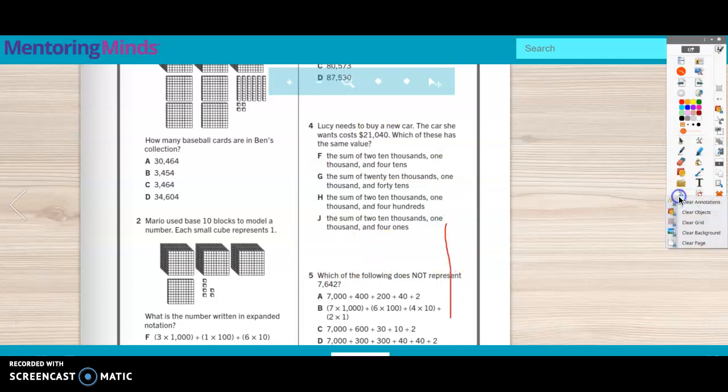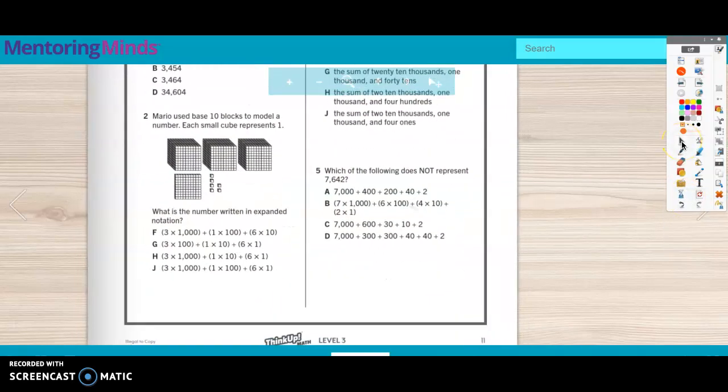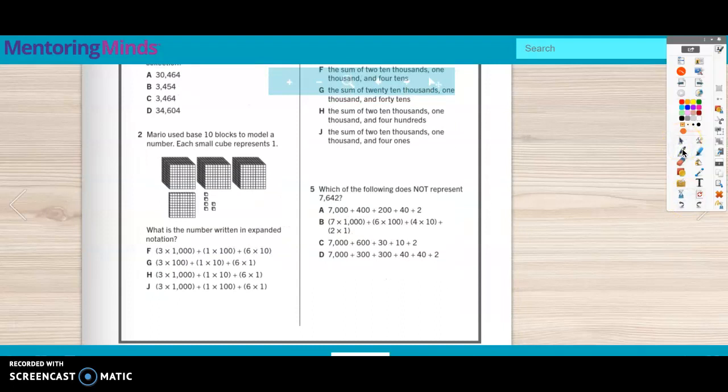Number 5. Oh, sorry about that. Number 5. Which of the following does not represent 7,642? Not. Remember, I taught you guys this strategy. Put an F next to it for anything that's a not, because you're looking for the false statement. Then you need to be patient. I know sometimes it's overwhelming. You have all these numbers, but be patient. Look at each choice to see if it makes sense.